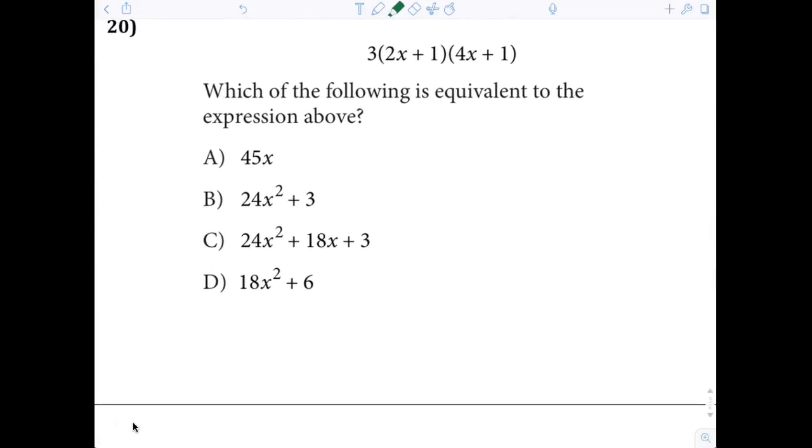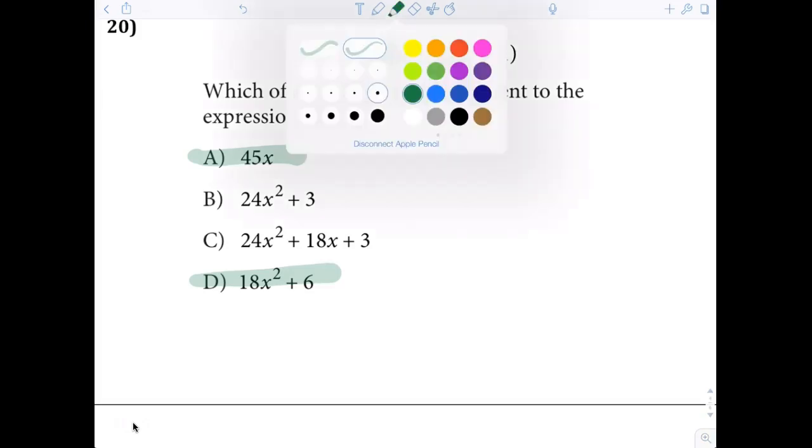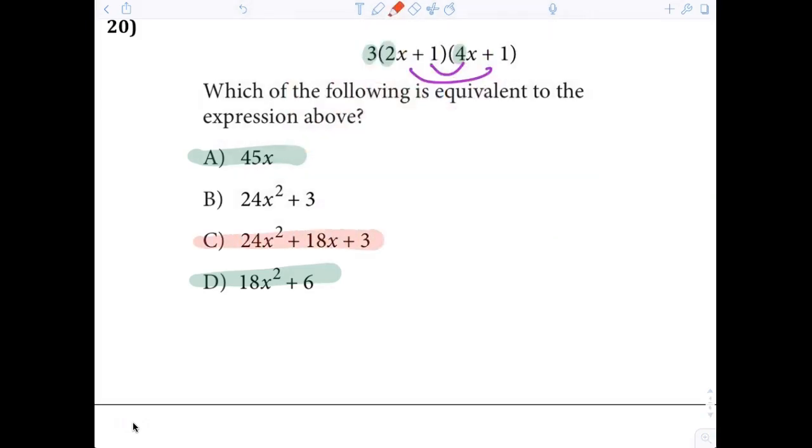Now, on this one right here, again, 3 times 2 times 4 is what? It's got to be 24x squared. So because I knew it was 24x squared, I knew it wasn't A and I knew it wasn't what? D. Now, I know there's a middle term. How do I know there's a middle term? Because I did the smiley face and they don't cancel out. So the only possible answer is what? The only possible answer is C, and I haven't really done any work at all. C is the correct answer.